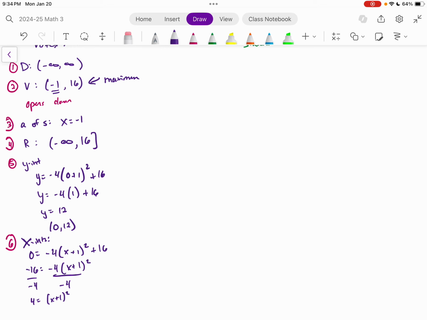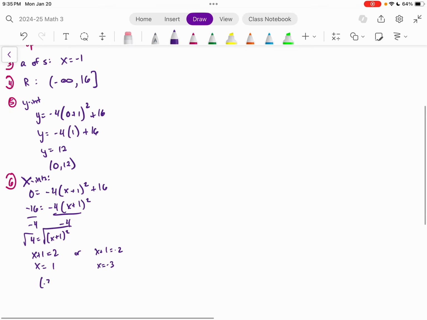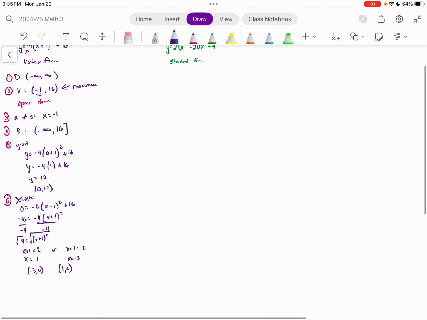And again, we've said this a million times: if something squared is 4, then that something is either +2 or -2. So we take our square roots and get x plus 1 equals +2, or x plus 1 equals -2. That leaves me with my two answers, x equals 1 and x equals -3. So my two x-intercepts are (-3, 0) and (1, 0). Really fast.